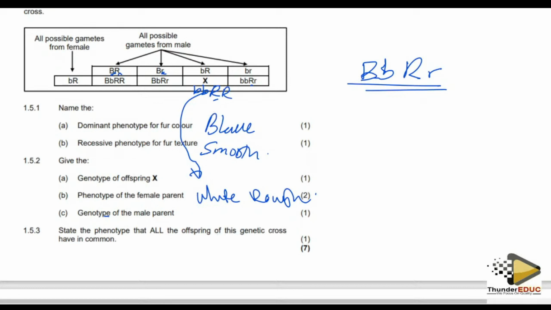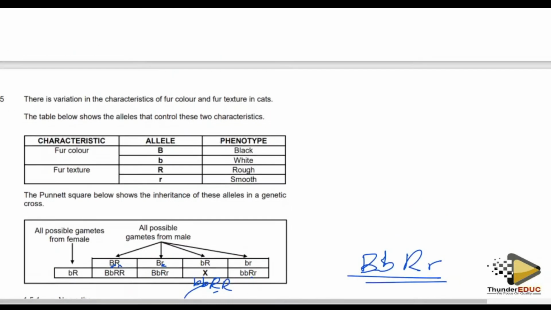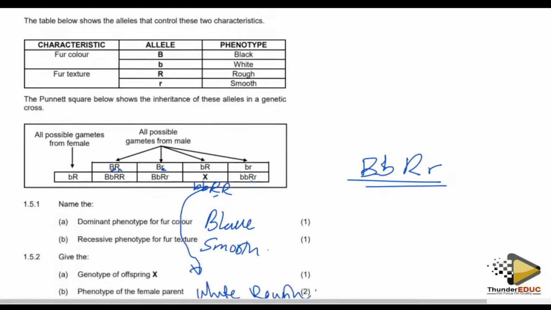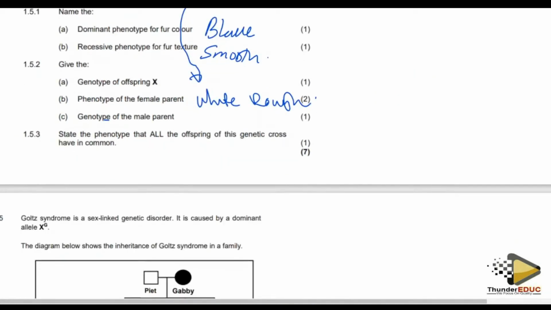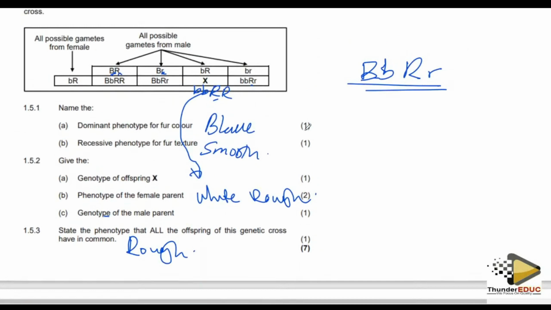So definitely here I'm going to say capital R, because all of them have capital R. It has capital R, it has capital R, capital R. I come back here and ask myself, what is capital R? Capital R is rough. So basically, what they have in common is rough. Yes, that is what you can do. That is the dihybrid cross. So we have seen questions of dihybrid cross.